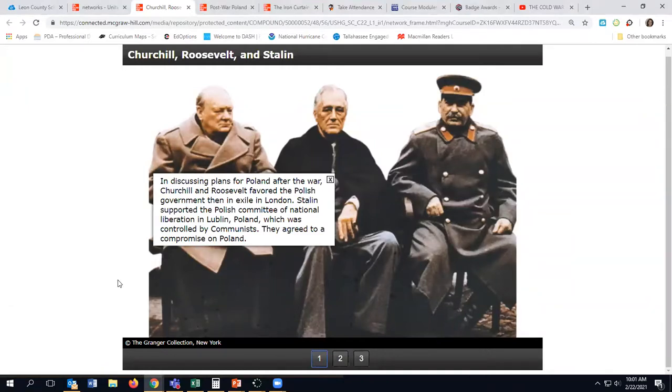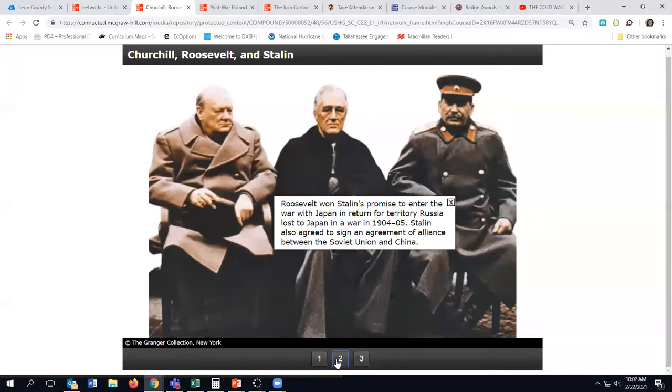In discussing plans for Poland after the war, Churchill and Roosevelt favored the Polish government, then in exile in London. Stalin supported the Polish Committee of National Liberation in Lublin, Poland, which was controlled by communists. Naturally, he would. They agreed to a compromise on Poland. Roosevelt won Stalin's promise to enter the war with Japan, in return for territory Russia lost to Japan in a war in 1904 to 1905. Stalin also agreed to sign an agreement of alliance between the Soviet Union and China.